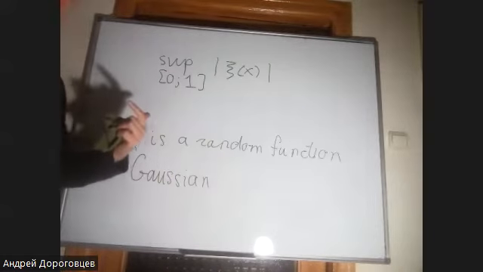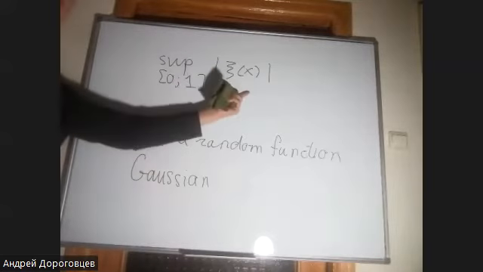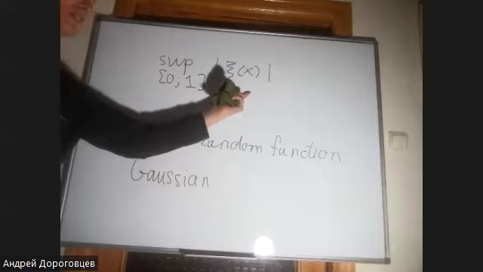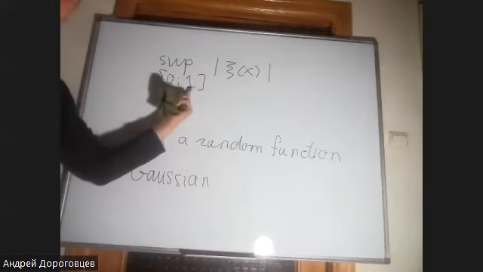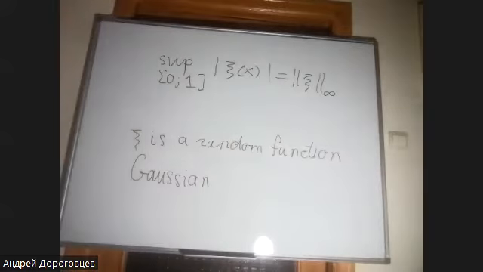I have a question. What will be the distribution for a Gaussian function? It's the supremum of its absolute value. But what is the supremum of the absolute value for the function? This is the so-called uniform norm of psi. So we have a normed space of bounded or continuous functions.